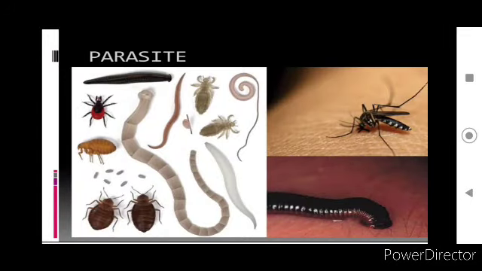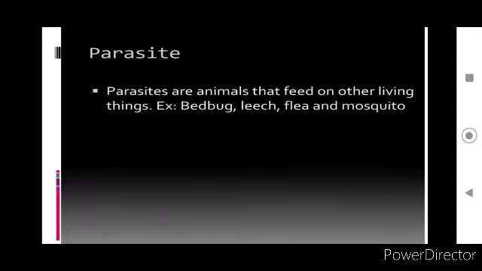Now, apart from these three groups, there are some more animals which you have to know. They are the parasites, children. You can see the pictures, so many insects and worms. You can see leech is there. So these are the animals. What are they actually? Yeah, parasites are the animals that feed on other living things.